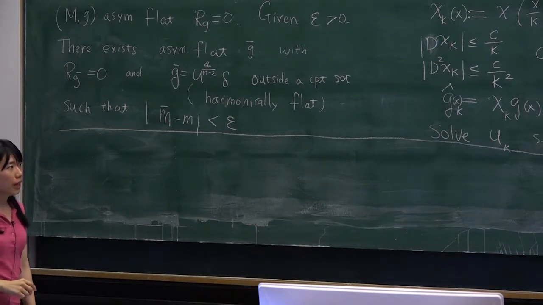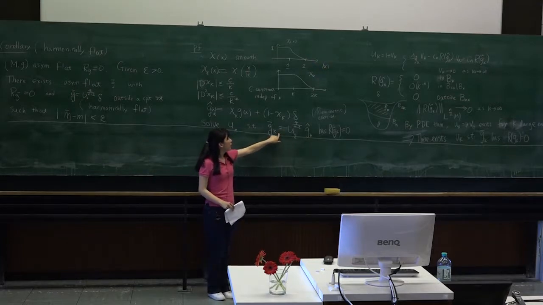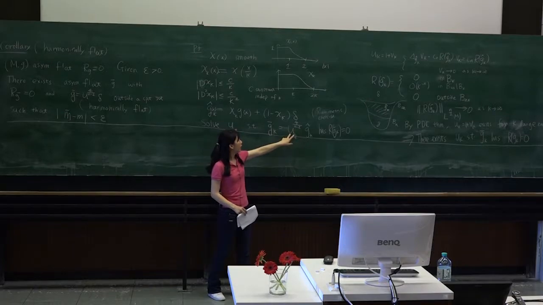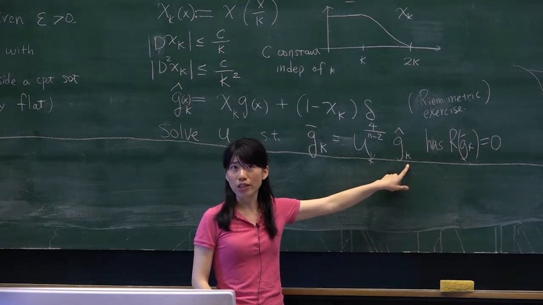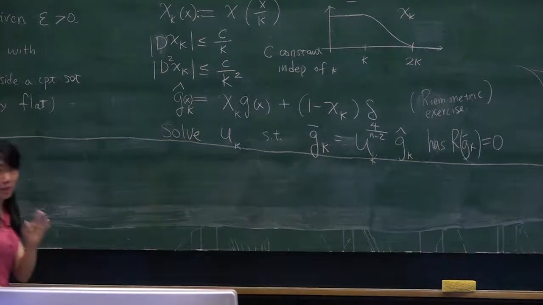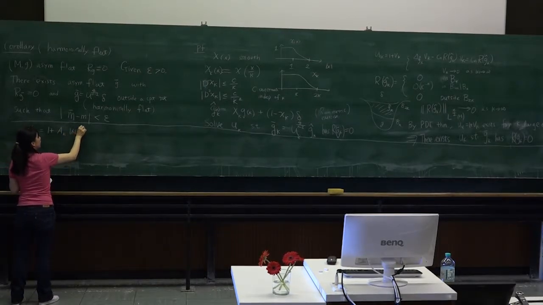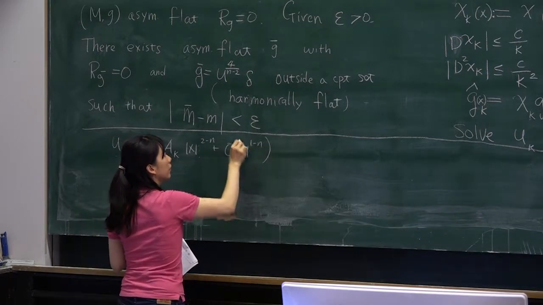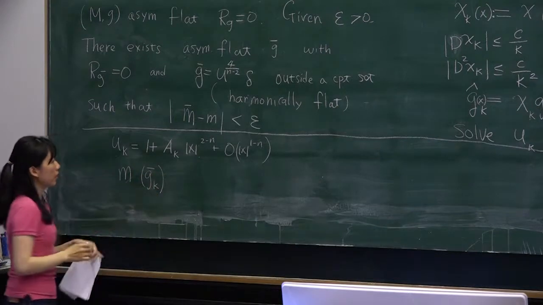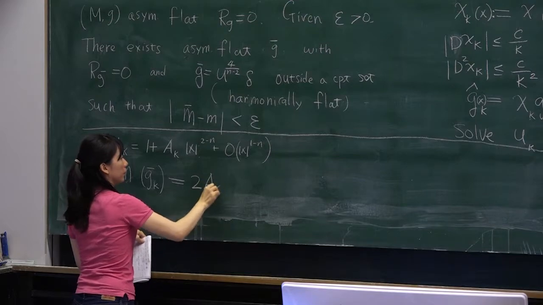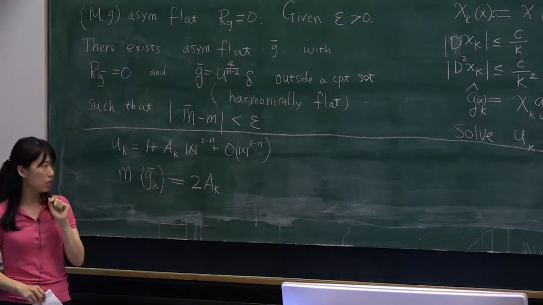So remember, we can compute the mass of G bar. If you use the formula, the mass will have some contribution from U, and some contribution from G hat. But G hat at infinity is just a flat metric, so it has no mass. So the mass is all coming from the conformal factor and the expansion. We know U_k has the expansion, and the mass of this metric will just be 2A_k. Originally you should have 2A_k plus the mass of G hat, but the mass of G hat is 0. It's just a Euclidean metric.